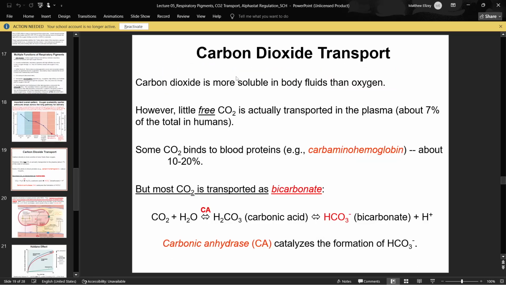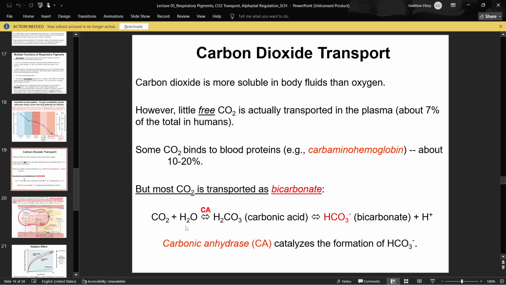Okay, so carbon dioxide transport. Carbon dioxide is more soluble in body fluids than oxygen. However, little free CO2 is actually transported in the plasma, only about 7% in total in humans. Some CO2 binds blood proteins, i.e., the term we talked about, carbaminohemoglobin. It's about 10 to 20%, but most CO2 is transported as bicarbonate.